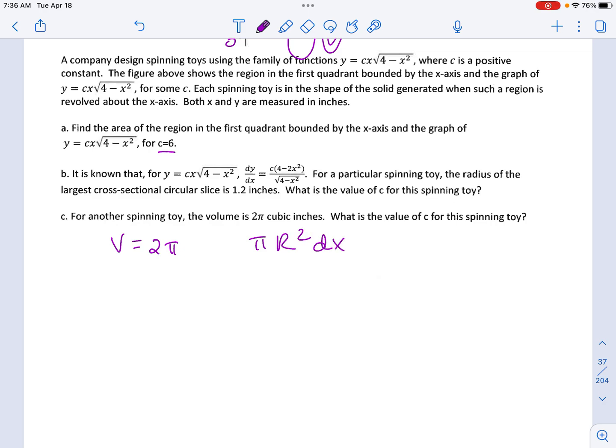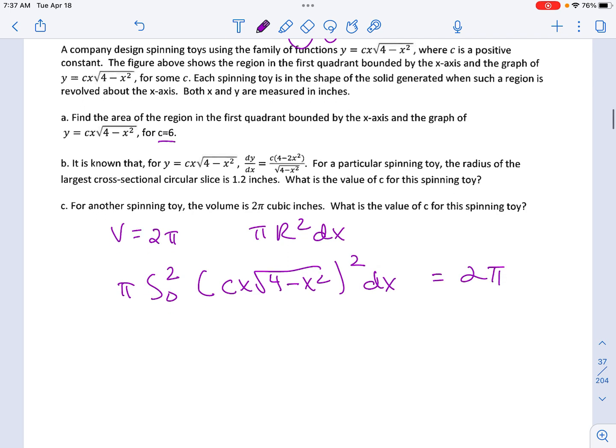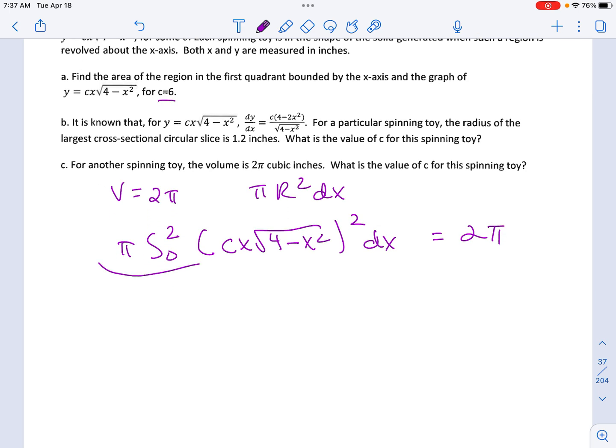So in this particular problem, so we have pi integral from 0 to 2, r is the height of that function. It's c times the square root of 4 minus x squared, so it should be pi r squared dx, and we know that this is going to be equal to 2 pi. So this is my setup. So I have to kind of evaluate this whole thing.